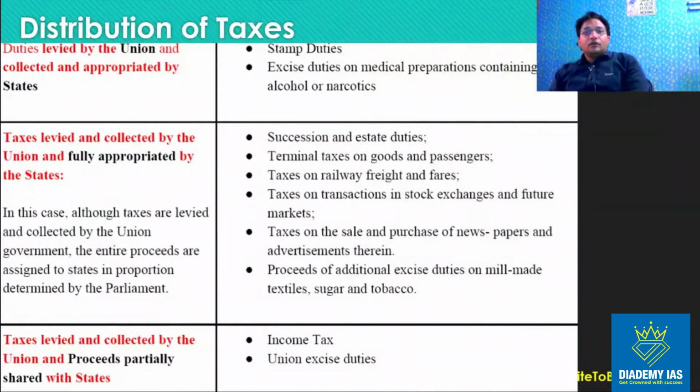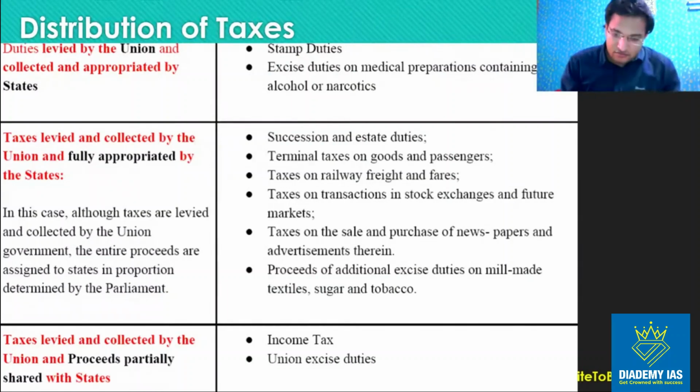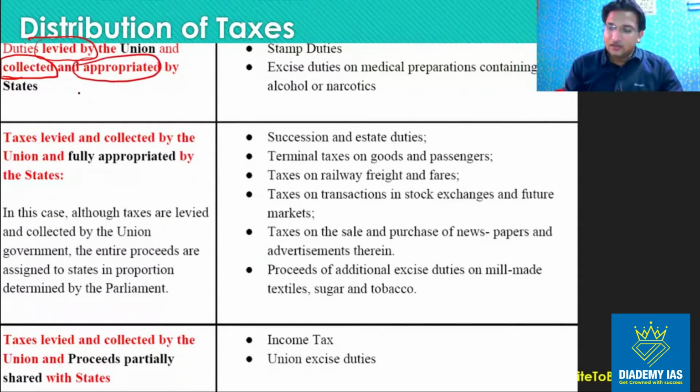Now, the taxes which are levied by the union. Levied means the power is with the union, but the collection, meaning the machinery of collection, is by the state, and appropriation. What is the meaning of appropriation?